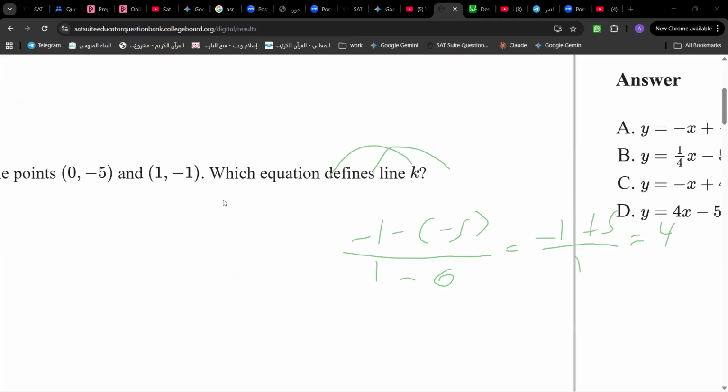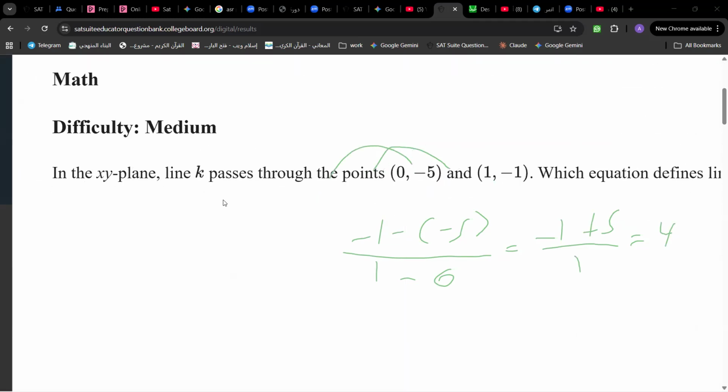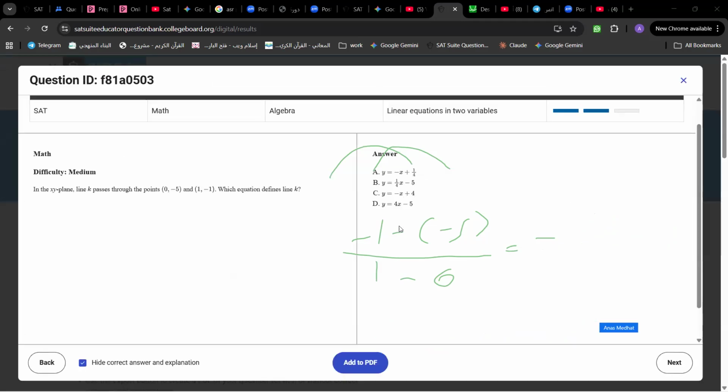This is the slope. So y is equal to 4x minus 5. Answer is D.